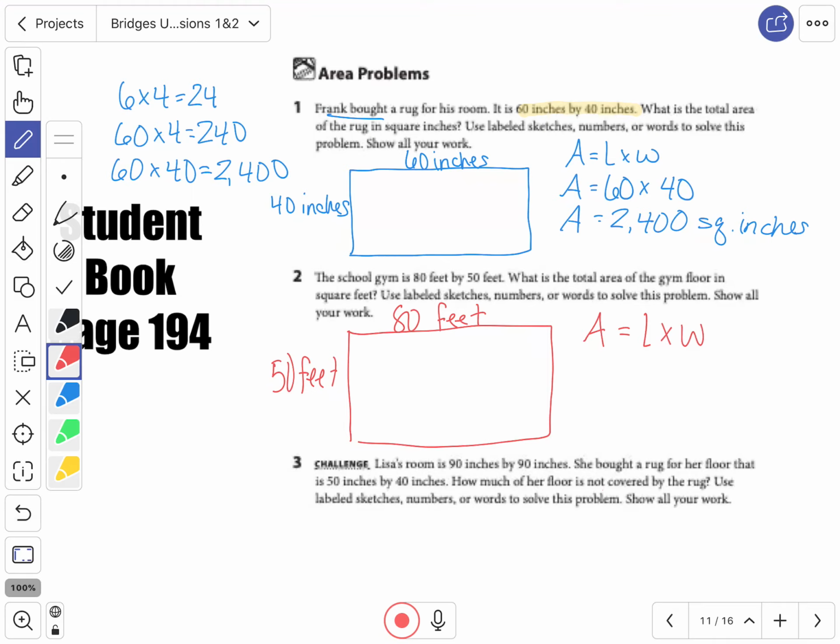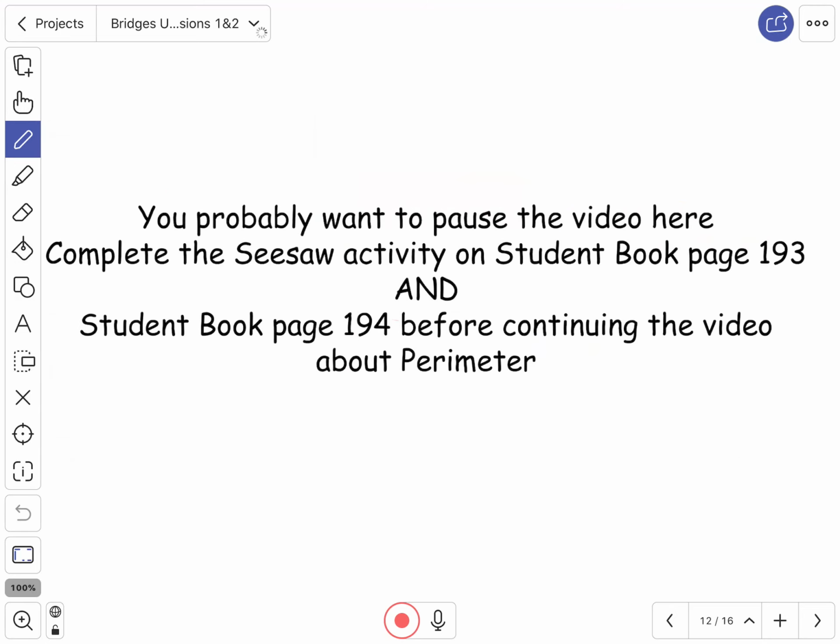And she bought a rug for her floor that is 50 inches by 40 inches. How much of the floor is not covered by the rug? You're going to have to find the area of both, and then you're going to have to do some subtracting, okay? I know you can do it, though, and I can't wait to see what you come up with, all right? Okay, we're going to move on to the next page here.